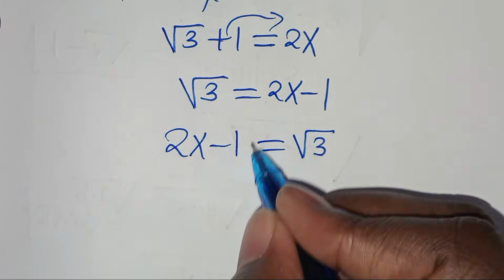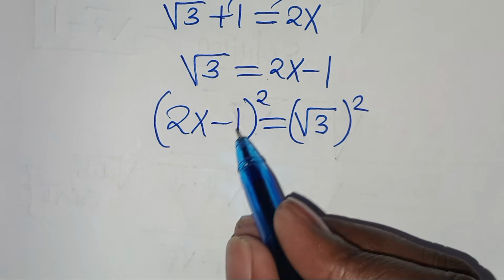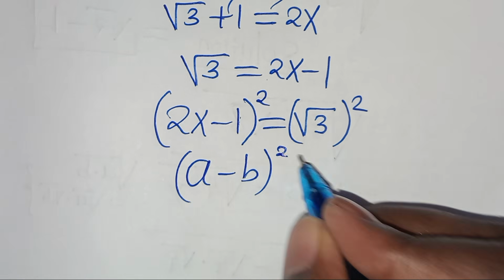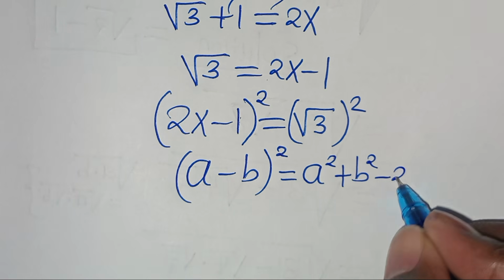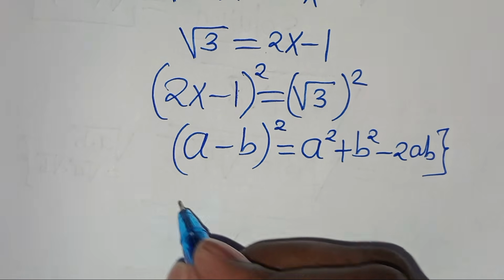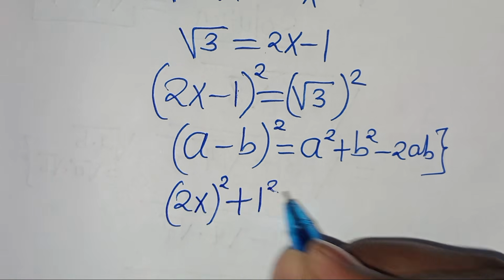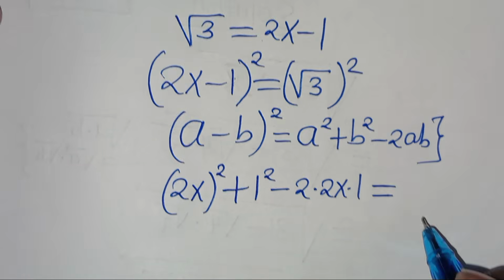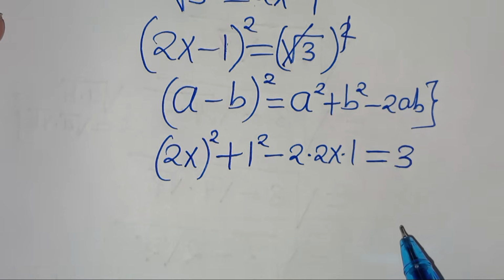Now, the next step is to square on both sides. Let's square on both sides, so that 2x minus 1 to the power of 2. This is in the form of a minus b raised to the power of 2, which we can express as a to the power of 2 plus b to the power of 2 minus 2ab. Applying this algebraic identity, then we have 2x raised to the power of 2, then we have plus 1 to the power of 2 minus 2 times 2x times 1. This is equal to square root of 3 to the power of 2. This means we eliminate the square root sign. This is equal to 3.